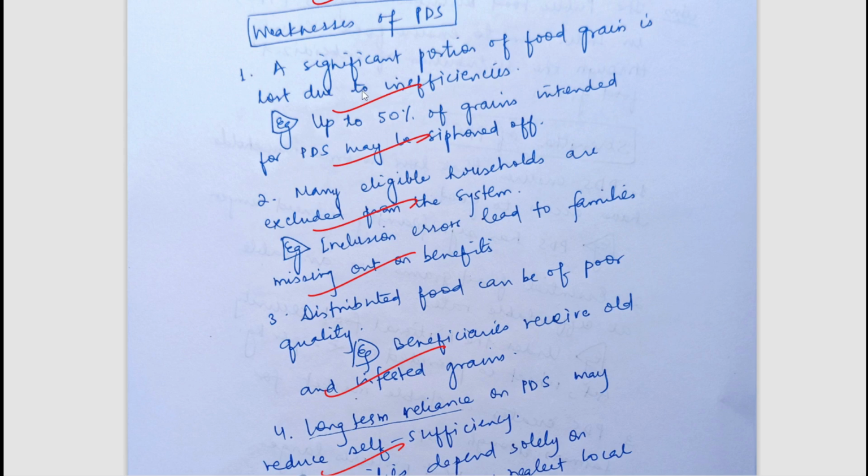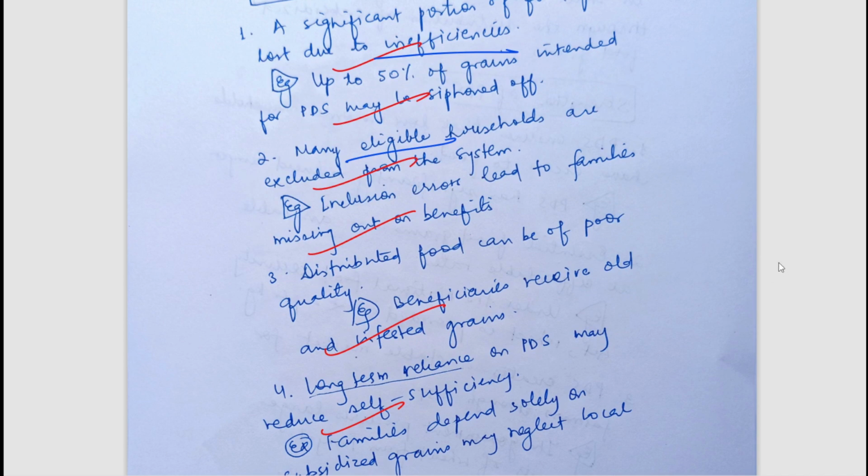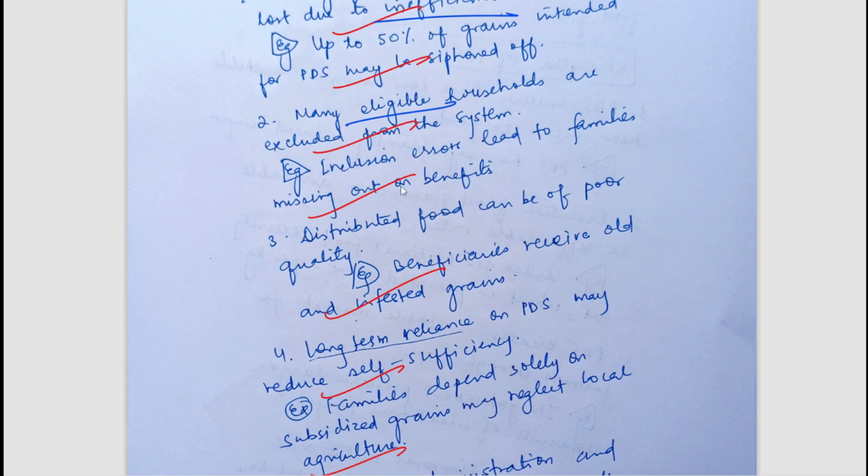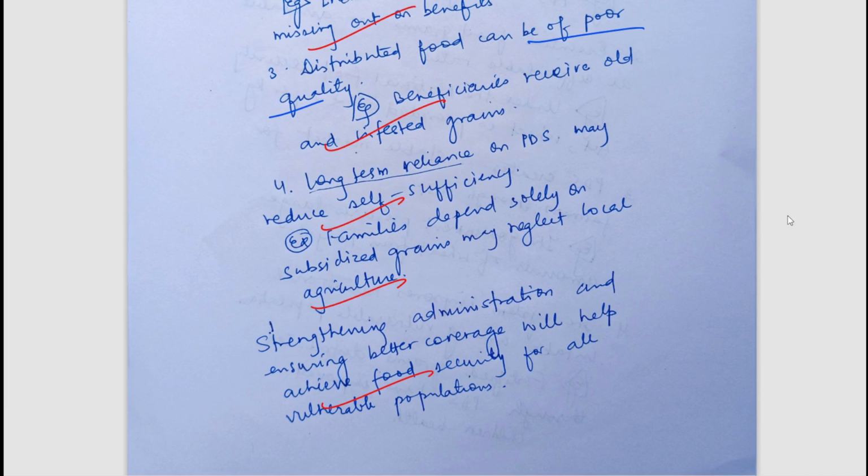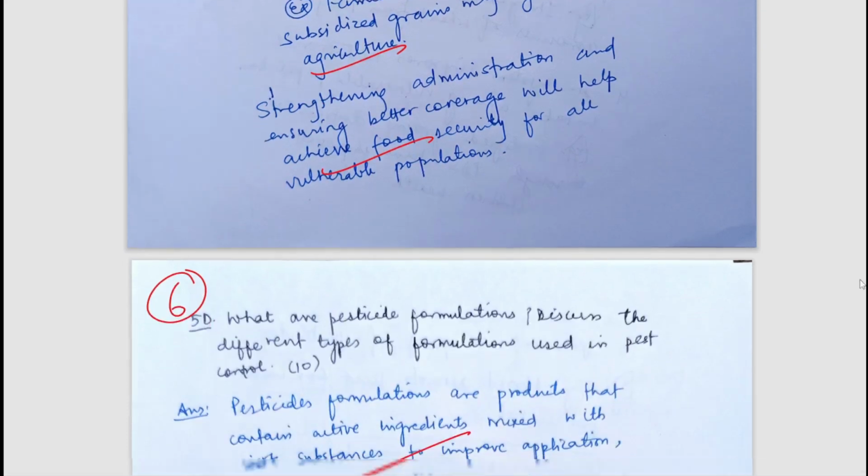There are inefficiencies, a lot of wastage is there. There is a problem of identification of beneficiaries. Many times those who are not eligible are also getting PDS, and many times those who are really in need of PDS grains are not getting it. Many times the grain distributed is of poor quality. The long-term reliance on PDS may reduce self-sufficiency, because you are getting grains at cheaper prices, so you will not try to work harder to earn more, because you are getting food at very cheap prices. So these are the things.